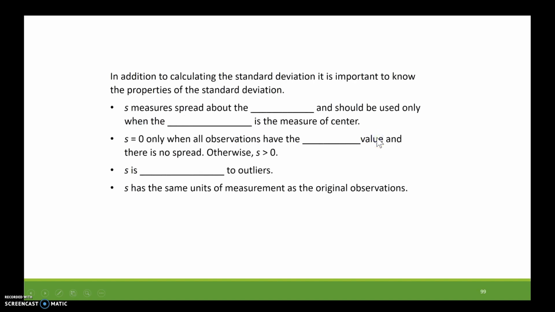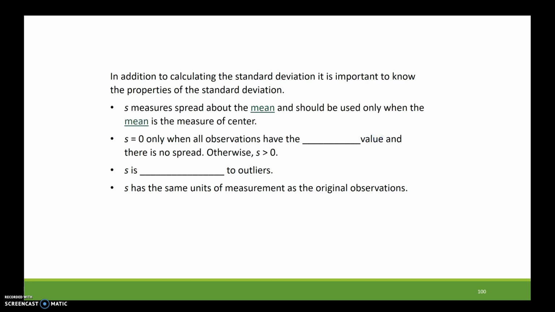More importantly than calculating the standard deviation is understanding what the standard deviation actually tells us about a data set. So let's look at some properties here. The standard deviation measures the spread about the mean, so it should only be used when the mean is the measure of center. So remember previously we saw that we could use the mean or the median to measure the center of a data set. So if we're using the mean, we're okay to talk about standard deviation. But if we use the median, we shouldn't be using the standard deviation.